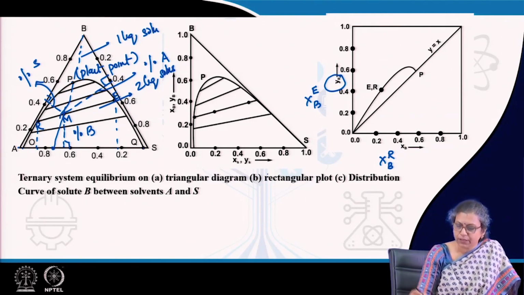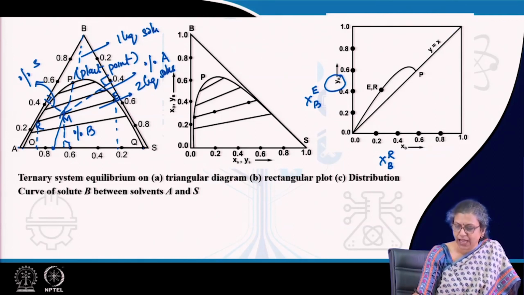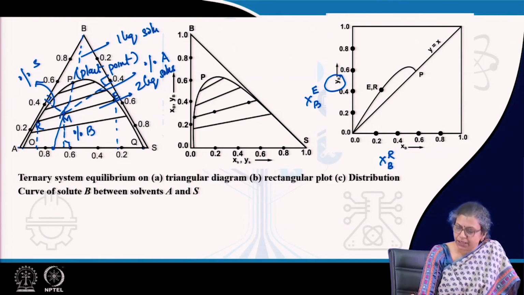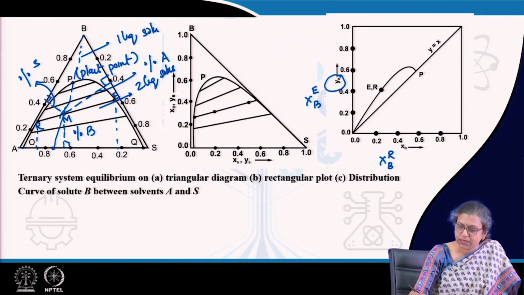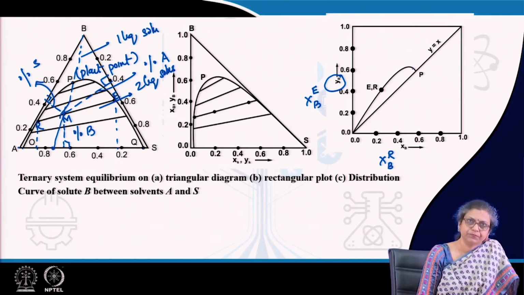By convention, the raffinate phase composition is denoted by X and the extract phase composition is denoted by Y. So in this sort of an XY plot, if we plot the end points of the tie line, we can get an equilibrium curve. And here you have to remember, since B is preferentially extracted by S, the curve lies above the y equals x line.